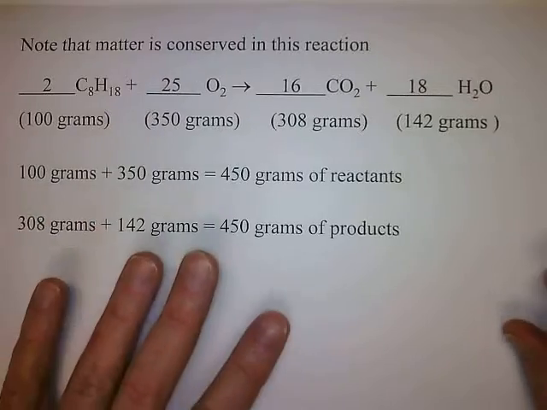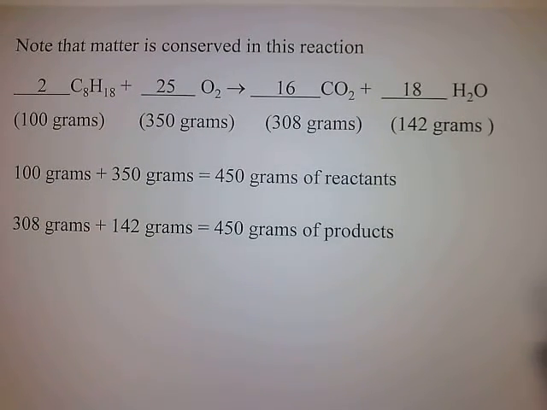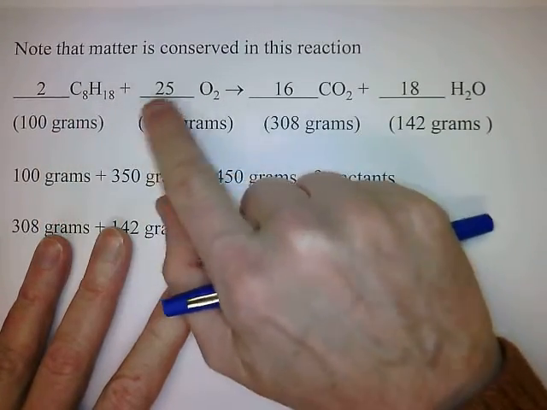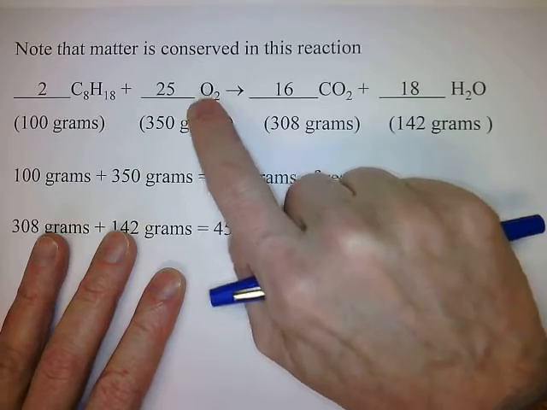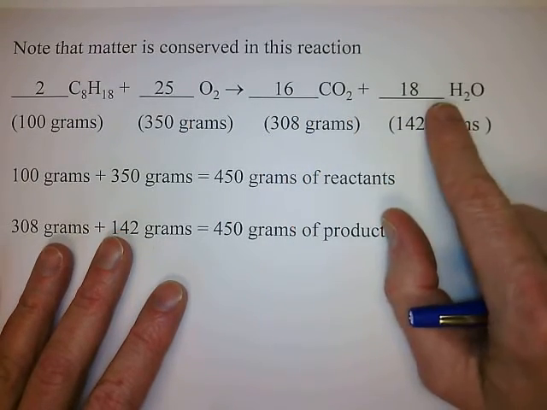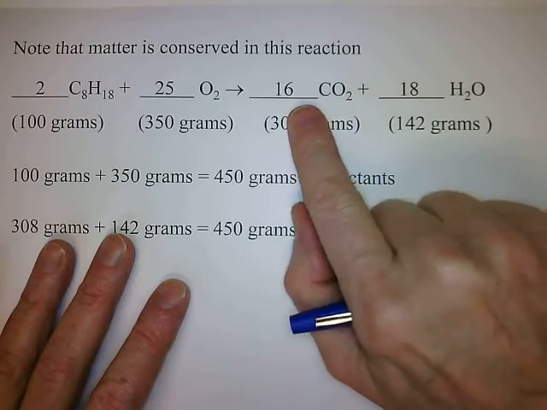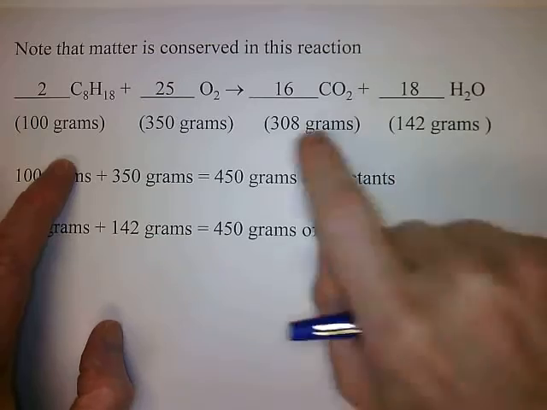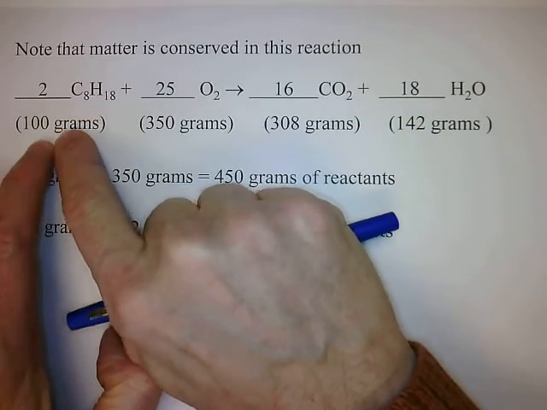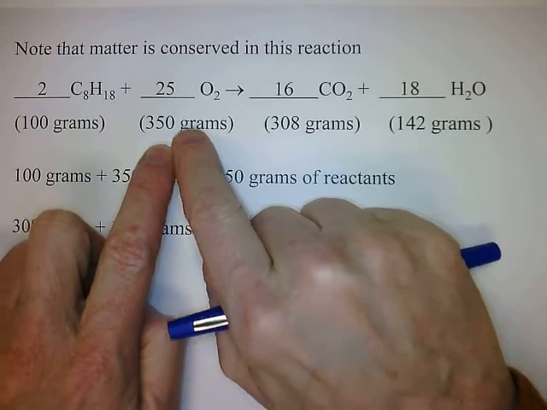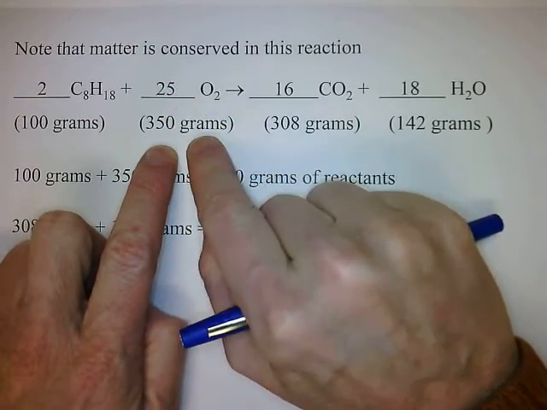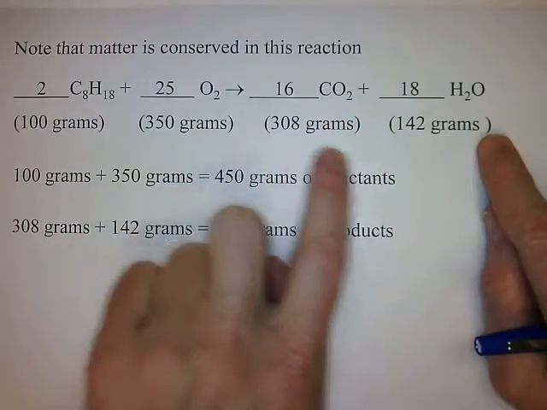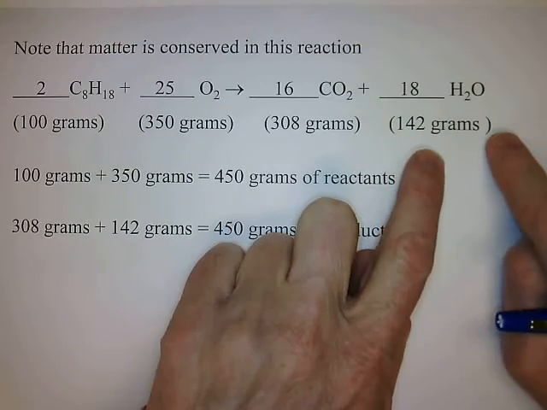So let's look at this equation. Let's tie this together. When we balance this equation, 2 octanes and 25 oxygens make 16 CO2s and 18 waters. So these are all the calculations that we just did. If we started with 100 grams of octane, we consume 350 grams of oxygen, we produce 308 grams of CO2, and we make 142 grams of water.